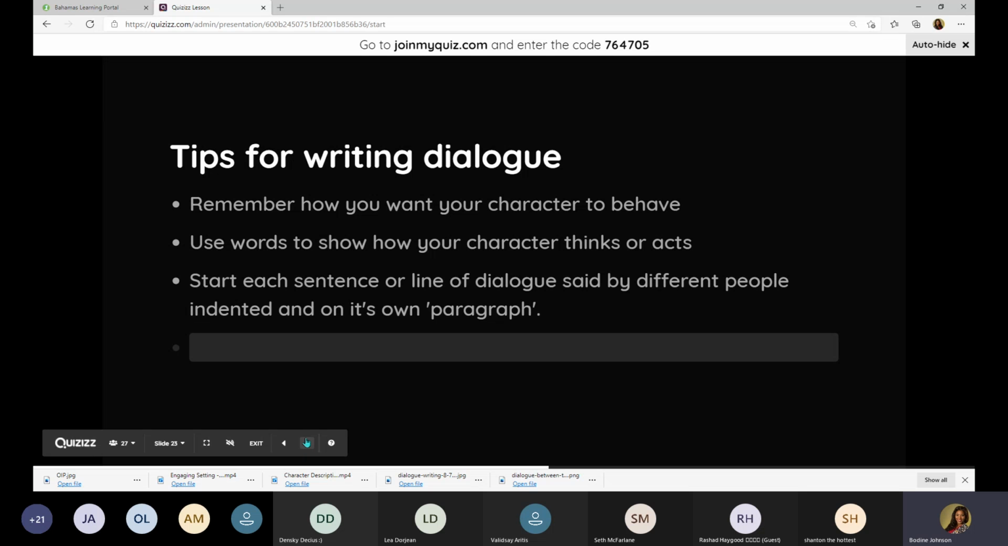You want to start each sentence or line of dialogue said by different people indented and on its own paragraph. So every time somebody says something, you have to put it on its own line and you have to indent. And that tells the reader that it is something special or separate and away from the regular paragraph, okay? Okay, now let's continue.